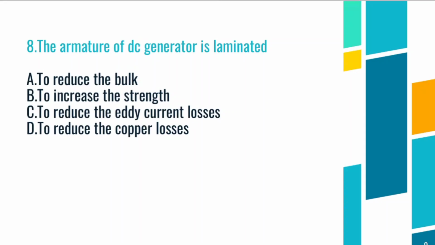Coming to the next question, the armature of a DC generator is laminated. A to reduce the bulk, B to increase the strength, C to reduce the eddy current losses, D to reduce the copper losses. The armature of a DC generator is laminated to reduce the eddy current losses, because the eddy current losses can be minimized by using a laminated structure. C is the answer for the eighth one.